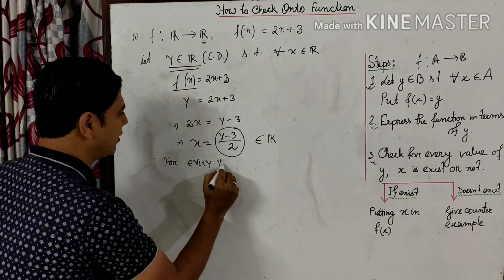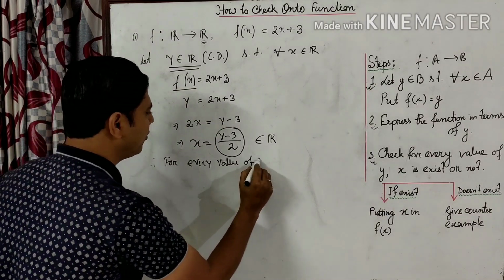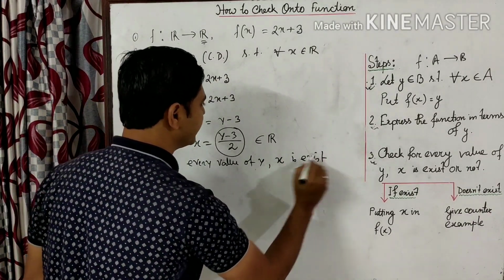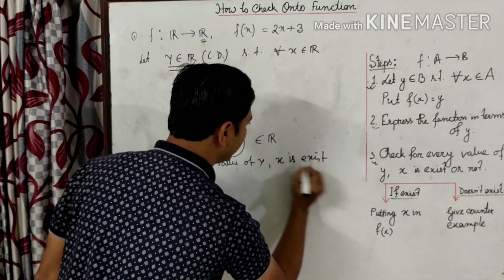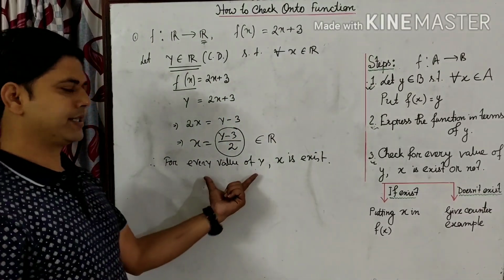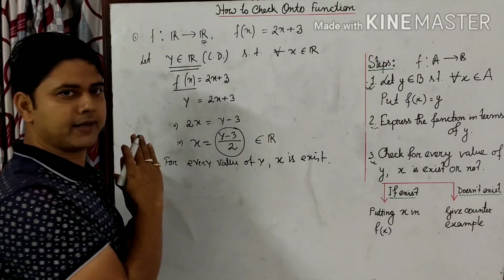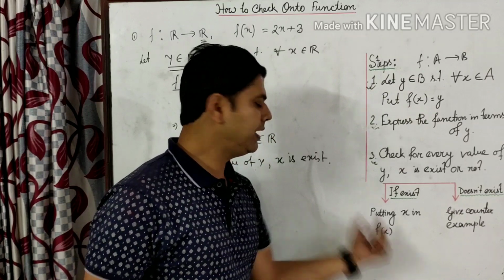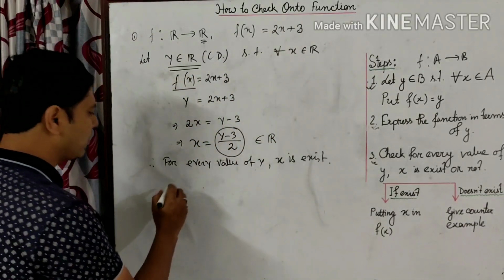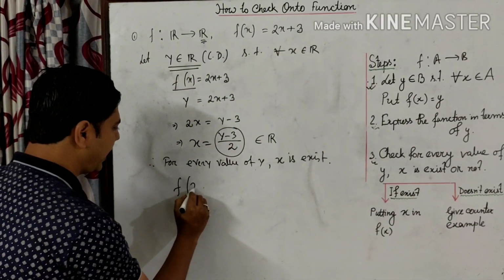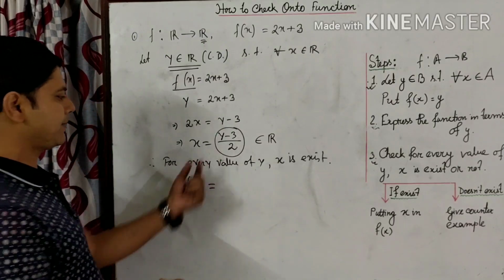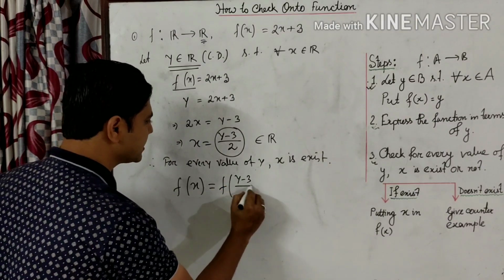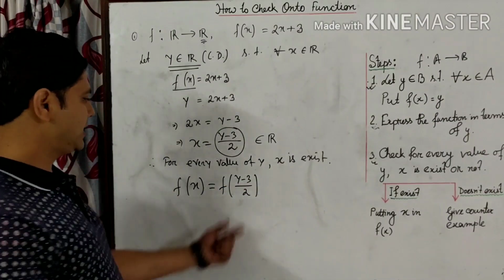Therefore, you can write: for every value of y, x exists. Okay? You have to write like that. Now, if x exists, putting x in f of x. What is the value of x? Putting this value, f of (y minus 3) by 2. That is the value of x.